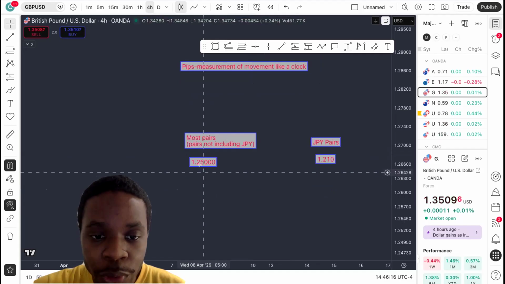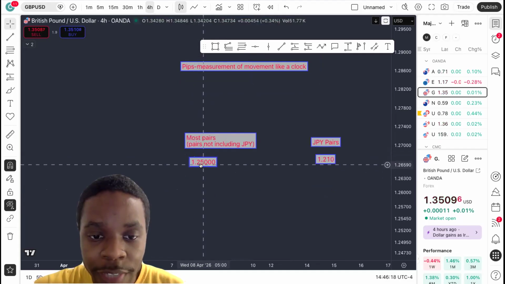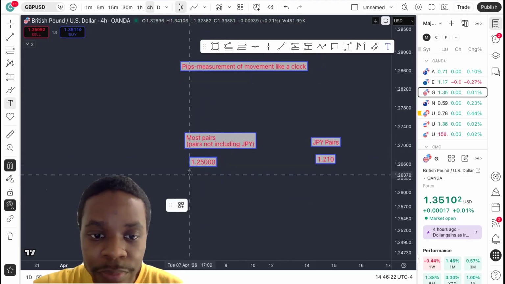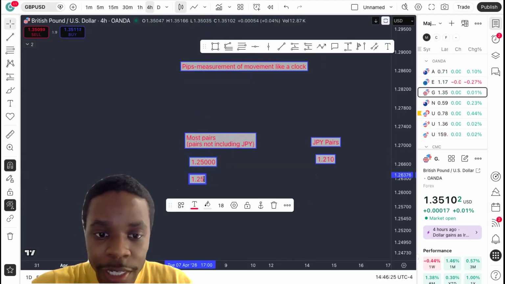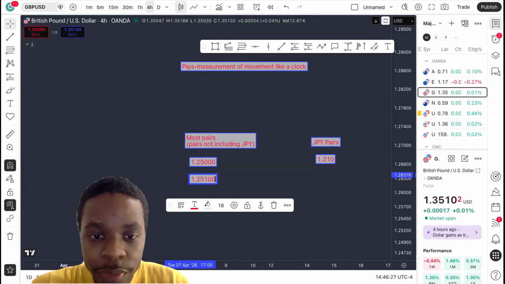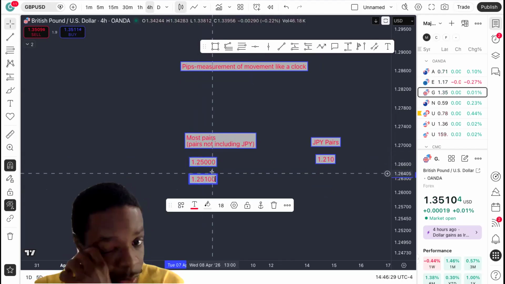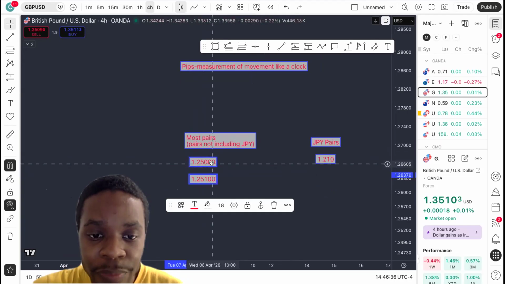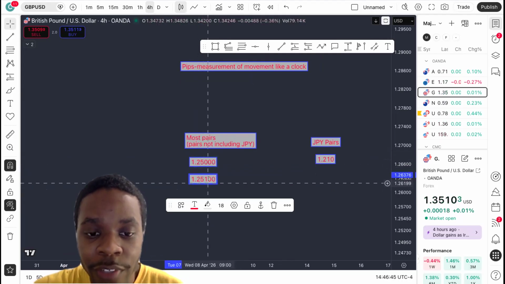So if price has moved from 1.2500 to 1.25100, in this case, we would say it has moved 10 pips, right? Again, we're ignoring this last digit here, and we only look at the rest before that. So if you ignore this last digit and then you count up 10, you'll have 1.2510, right?